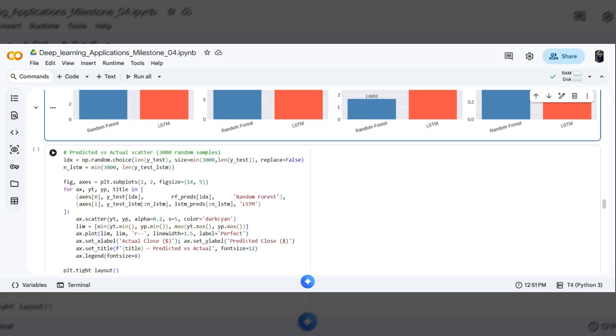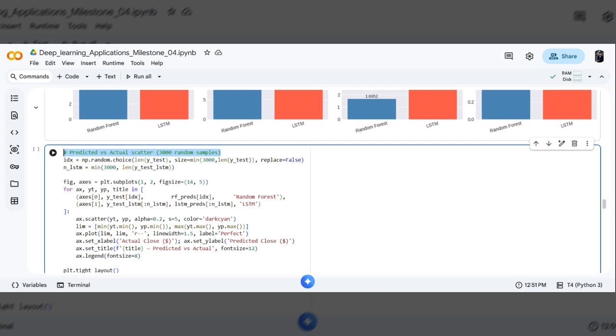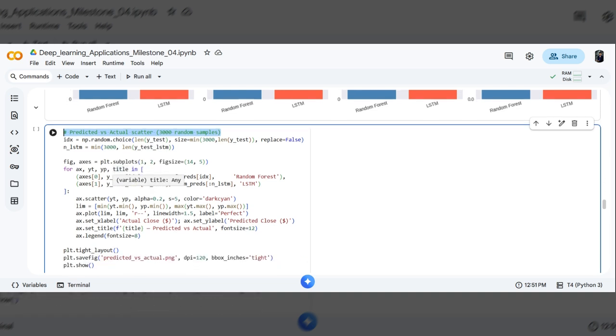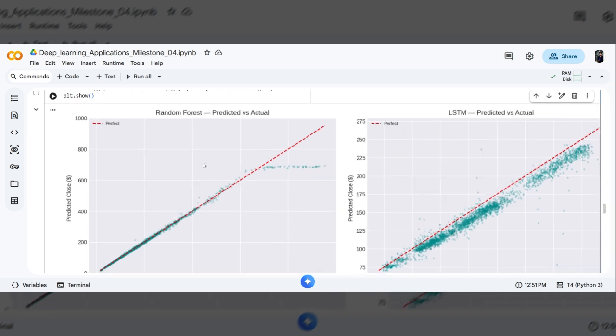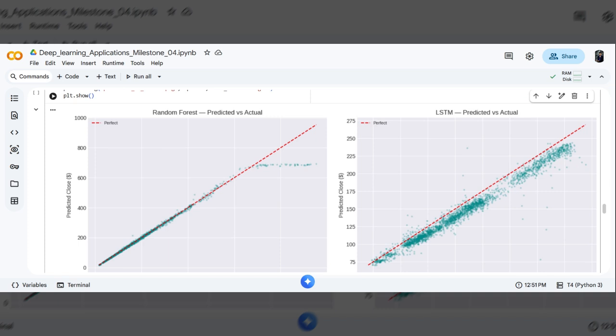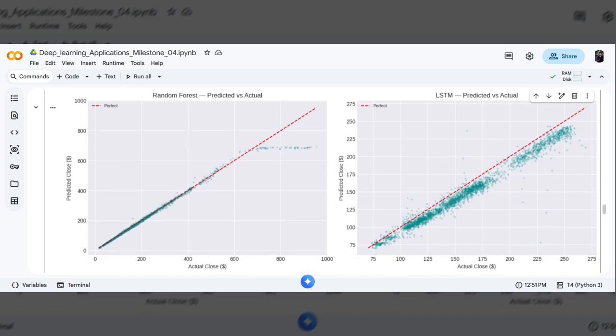Next, the prediction versus actual scatter plot. I plotted a scatter graph using 3,000 random samples. In this plot, the x-axis represents the actual stock price and the y-axis represents the predicted price. If the model is perfect, all points should lie on a straight diagonal line. The closer the points are to this line, the better the model's predictions. If points are scattered far away, it indicates prediction error. This visualization helps in understanding how closely the model predictions match real values.